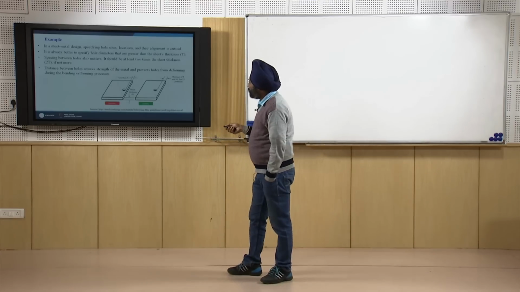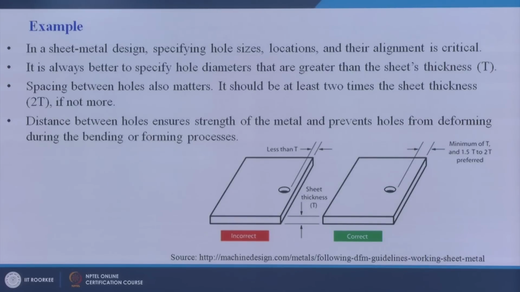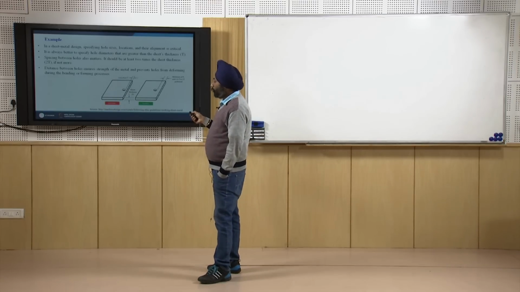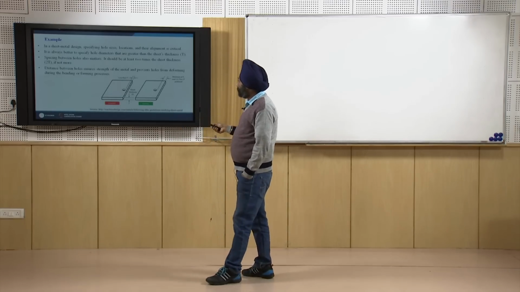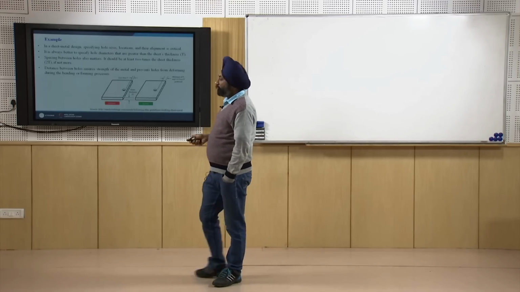Now let us take a very simple example. It is a sheet metal product. You can see in a sheet metal design, specifying the hole sizes, locations and their alignment is very critical. So you can see hole size is critical, location of the hole is also very critical, because here this example is related to the location of the hole in the sheet metal.